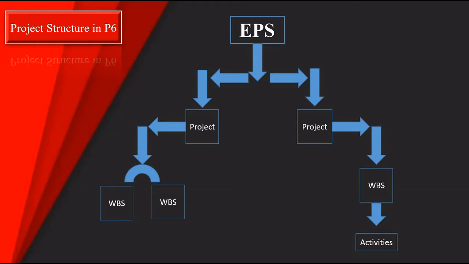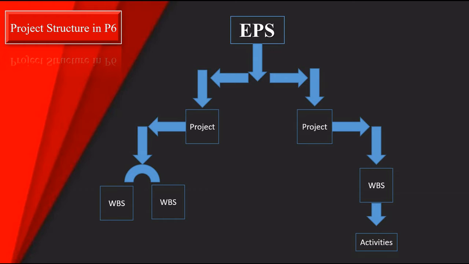Let's look at how projects are structured in Primavera P6. At the top level we have EPS. EPS are divided into projects, projects are divided into WBS, WBS are divided into activities, and activities into sub-activities. Let's know about them one by one.